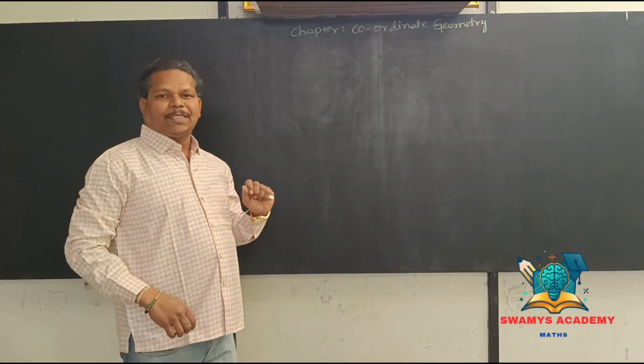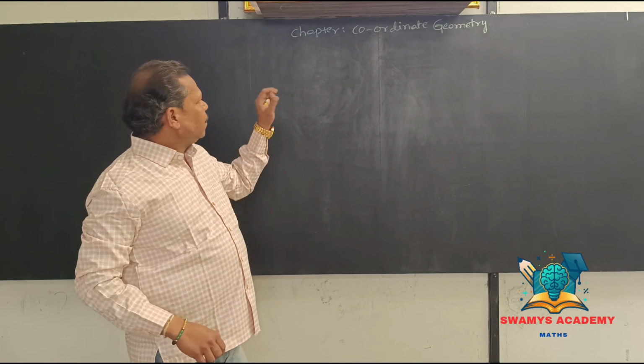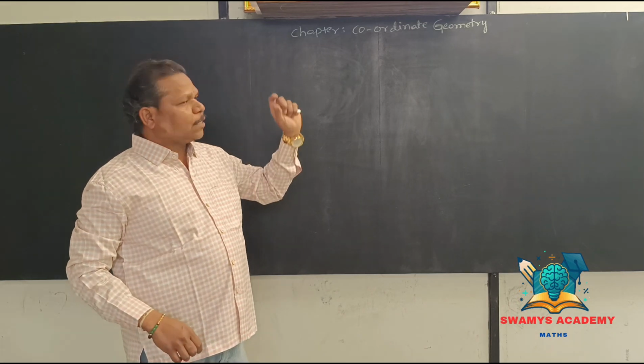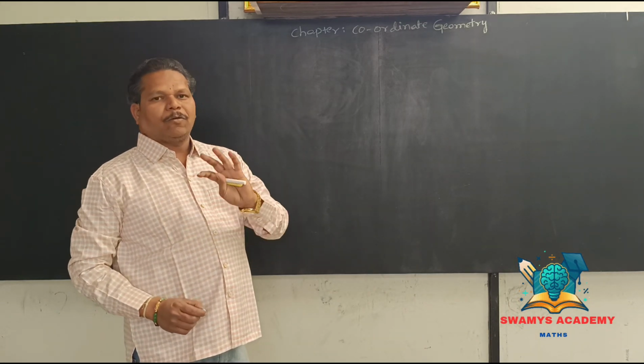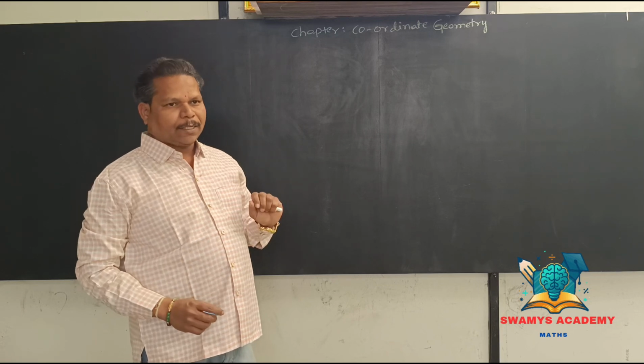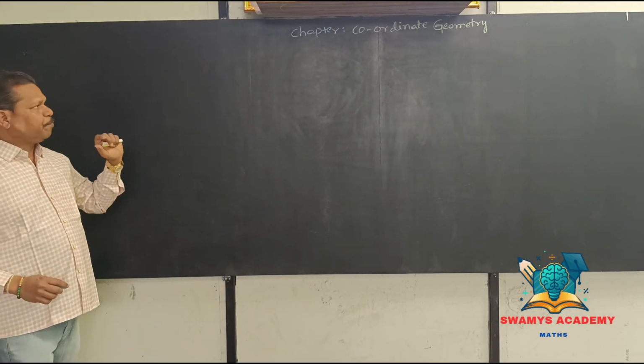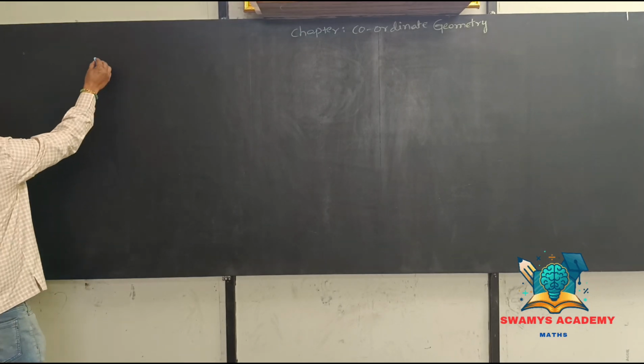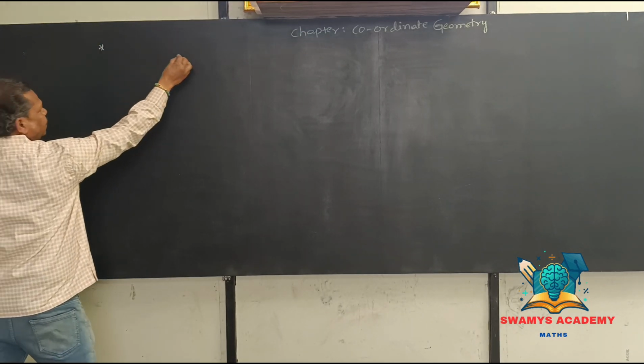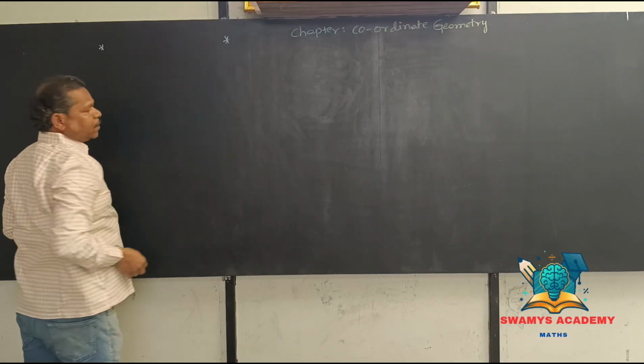Welcome to SWAMY'S Academy. Today we'll learn about the basic concept in coordinate geometry. There are four formulas in coordinate geometry. We already learned the basic concept about the graph. Here, the first point is the distance between two coordinates.